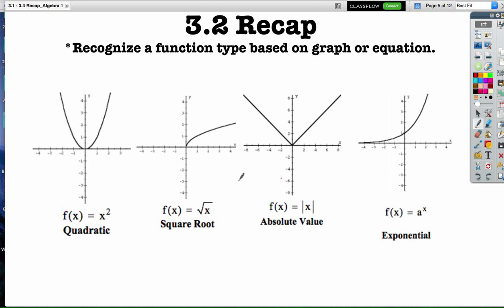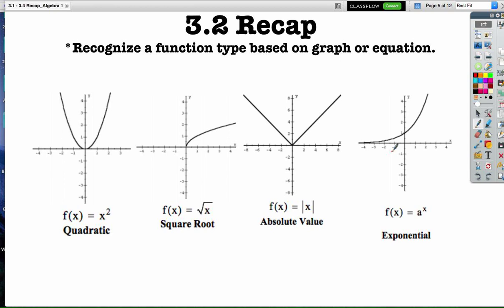We learned that if the equation has a variable with the highest exponent being 2, it makes a U on the graph, which we called a parabola, and it was called quadratic. If the equation or the function has the variable in a square root symbol, it looks like this graph here, and it's called a square root function. Absolute value functions are when the variable's inside the absolute value symbols, and it looks like a V on the graph.